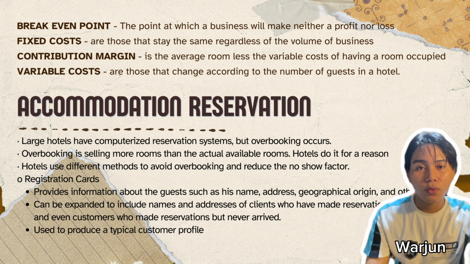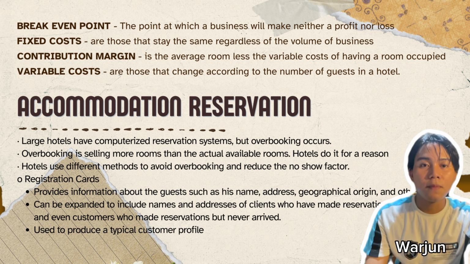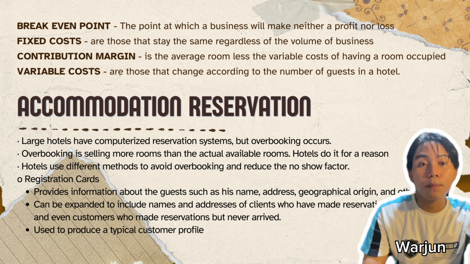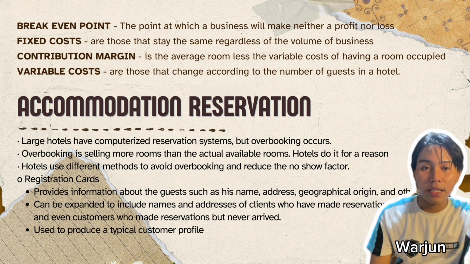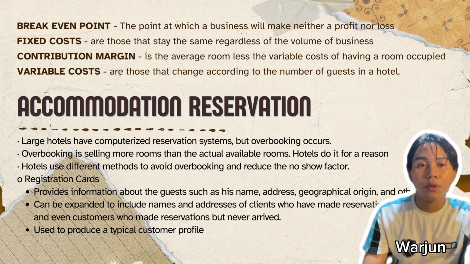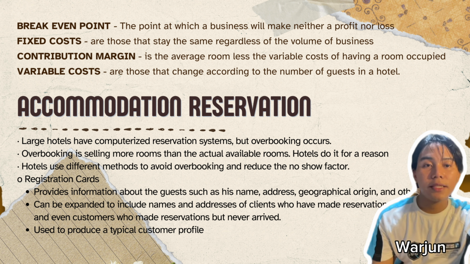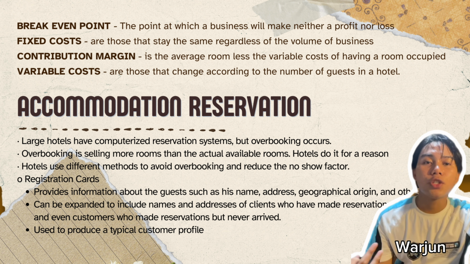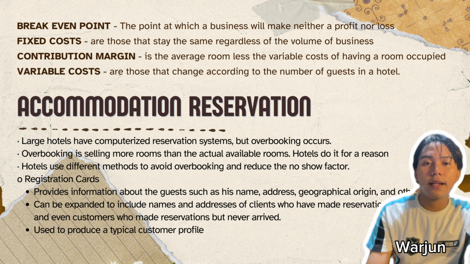The second one is fixed costs. Fixed costs are the expenses that remain constant regardless of the volume of business activity, for example rent, salaries of permanent staff, insurance premiums, and so on.